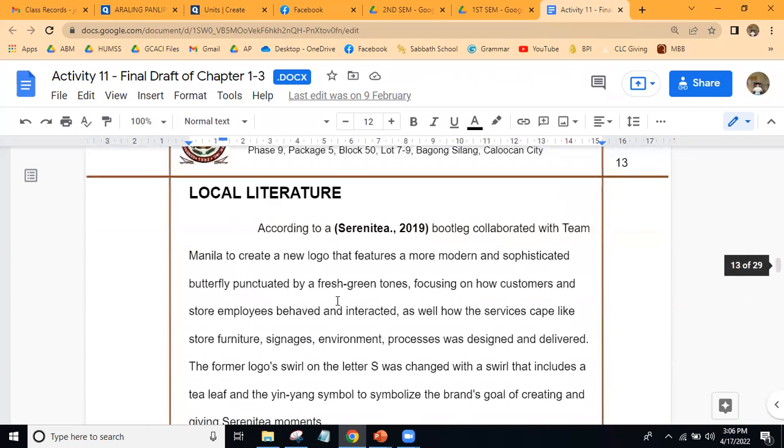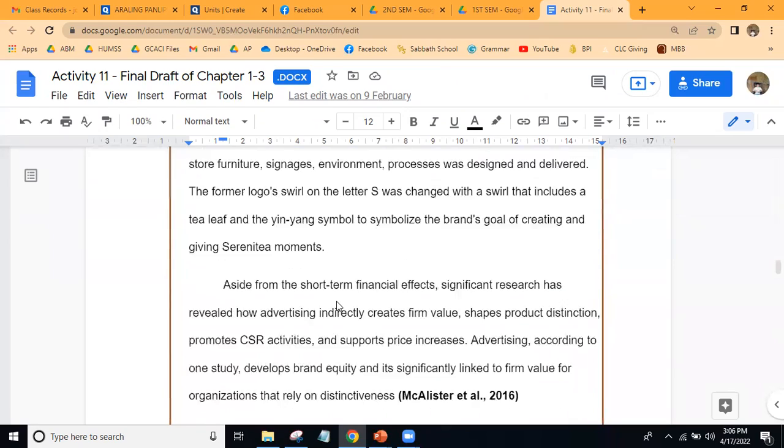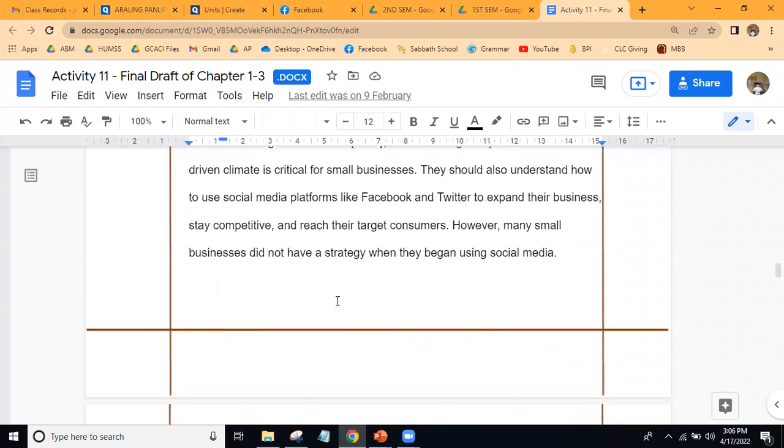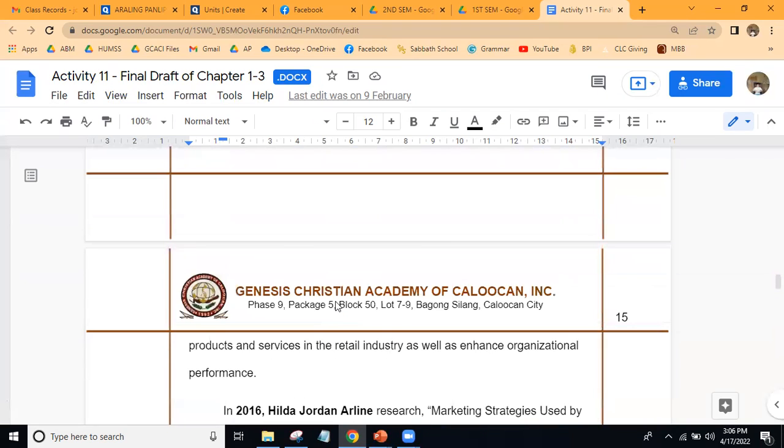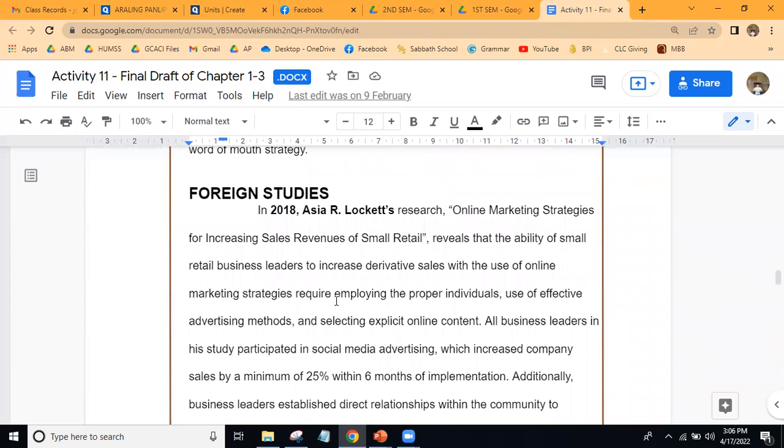So you can see, that is their local literature, foreign studies. Foreign studies come from previous research, the unpublished books. Because your research will be printed after the oral defense, before you graduate from grade 12. It will be printed, bookbound, and brought to the library.